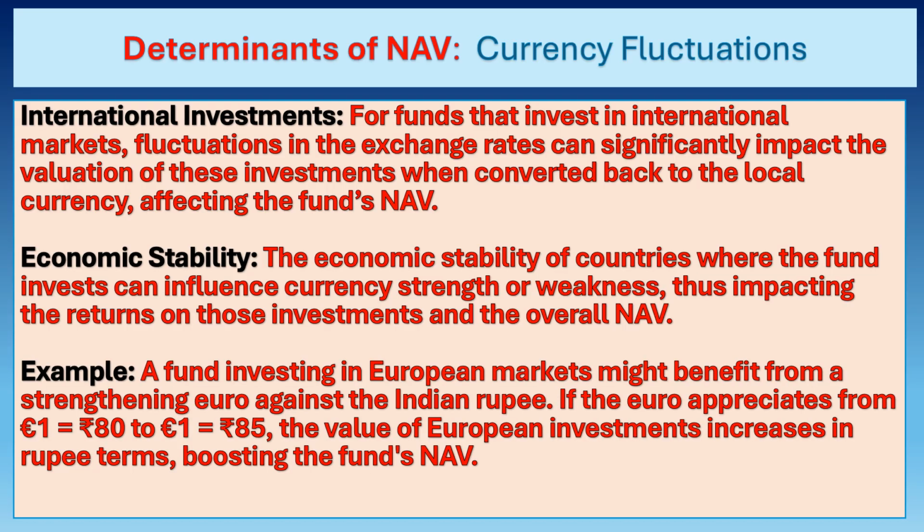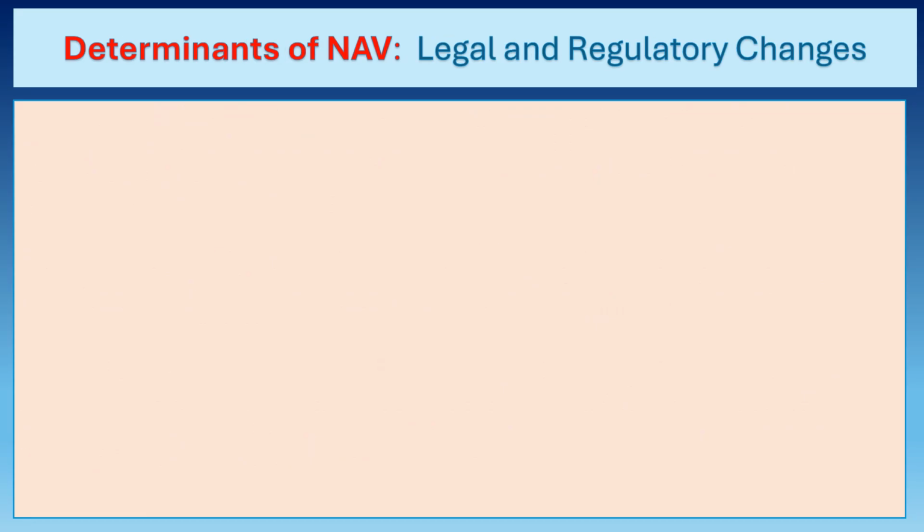For example, a fund investing in European markets might benefit from a strengthening euro against the Indian rupee. If the euro appreciates, the value of European investments increases in rupee terms, boosting the fund's NAV.